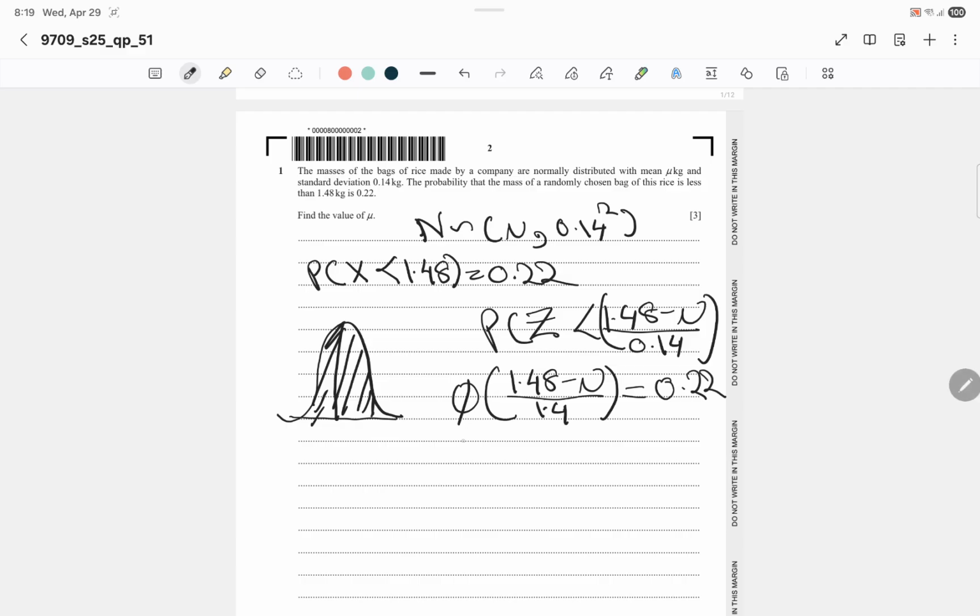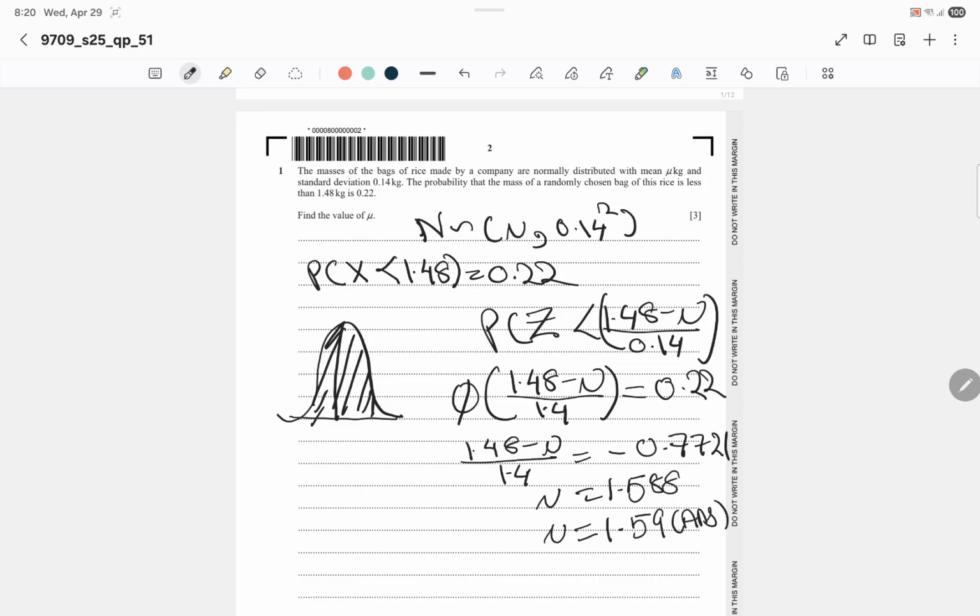So if you find the inverse of this, we get (1.48 minus mu) by 0.14. The inverse normal of 0.22 gives negative 0.7721. Multiply this and find mu, which in the end we get 1.588, and to 3 significant figures is 1.59. Just the answer. Great, guys.